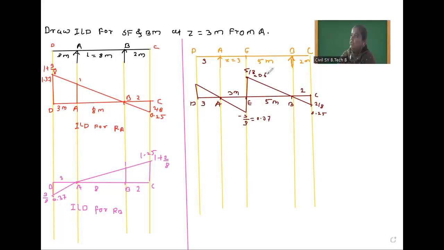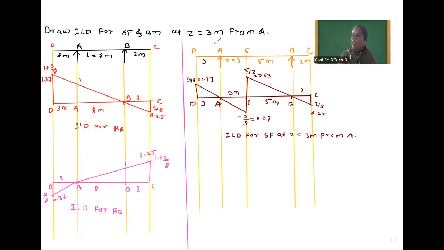0.63. Okay. And here 0.37. So here the value is 3 by 8, again here 3 by 8, which is equal to 0.37. So this is the ILD for shear force at Z, which is equal to 3 meter from A. After that, we will draw the bending moment diagram.